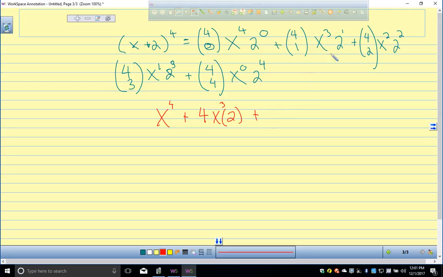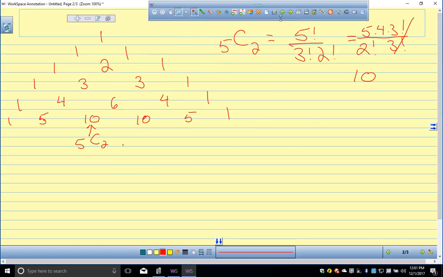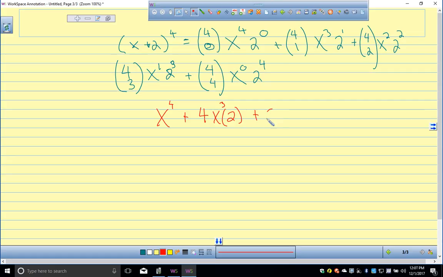This next term is going to be 4 combination 2. What's 4 combination 2? Let's go back to Pascal's triangle. 4 combination 2, fourth row: 0, 1, 2, 3, 4. 4 combination 2 is 6. So I'm going to get 6 x to the, why did I put a cube there when it should be a square? No, that was right. I'm sorry, I'm right. This goes down to 2, and this goes up to 4. I was looking at the wrong one.